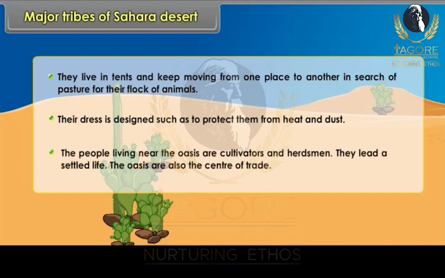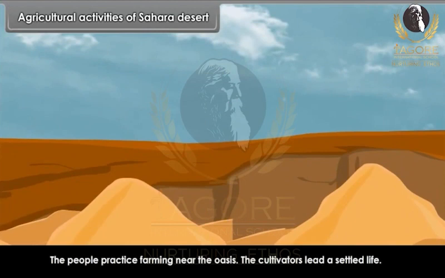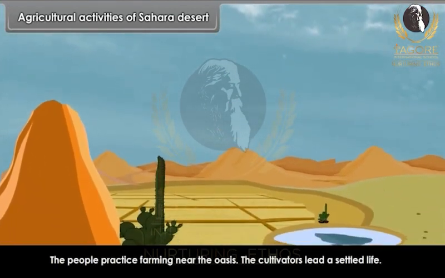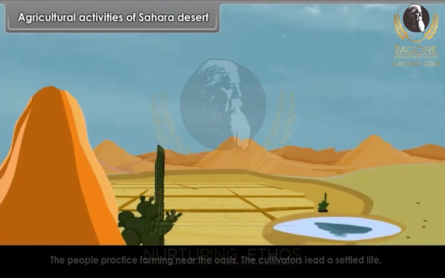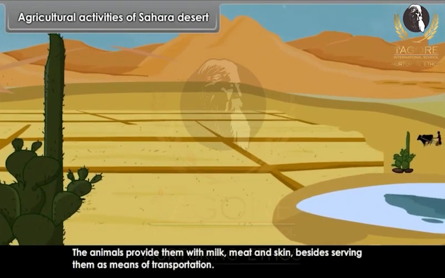The people living near the oasis are cultivators and herdsmen. They lead a settled life. The oases are also the center of trade. Agricultural activities of Sahara Desert. The people practice farming near the oasis. The cultivators lead a settled life. They grow date palm, cereals and vegetables. The animals provide them with milk, meat and skin, besides serving them as means of transportation.